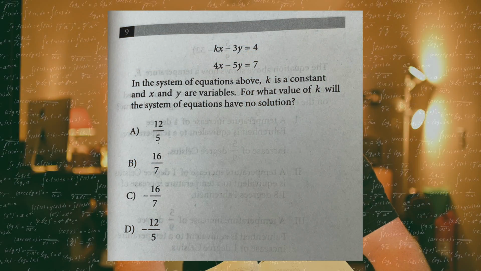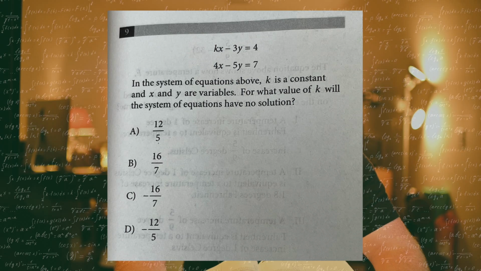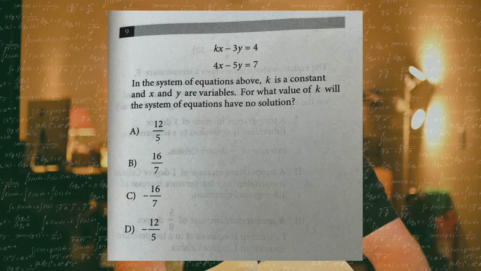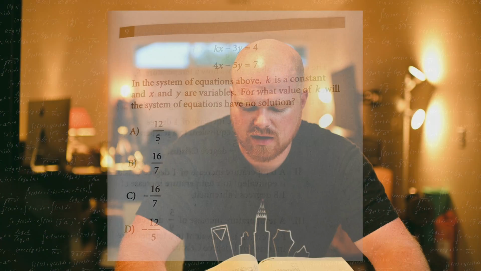Number 9. In the system of equations above, k is a constant and x, y are variables. For what value of k will the system of equations have no solution? Okay, so when we say a system of equations, we could also say 2 lines, right? Or it could be more than 2 lines, but specifically to this question, we have 2 lines going on, right? Those are 2 lines in what form? Standard form. Standard form, very good.